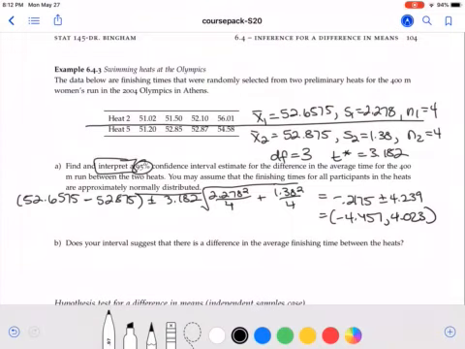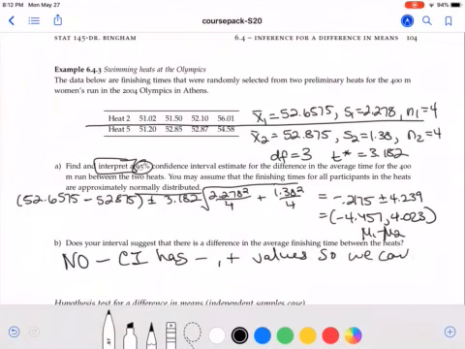Does this interval suggest that there is a difference in the finishing times between the two heats? The answer here would be no. This interval for mu1 minus mu2 ranges from negative to positive, so it also contains 0. And so when we have that, we can't tell if mu1 is bigger than mu2 or mu1 is less than mu2. So the confidence interval has negative and positive values, so we can't detect a difference in the population mean finish times for the two heats.